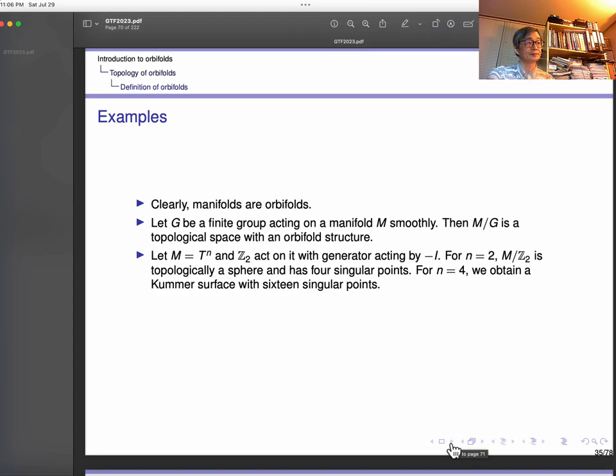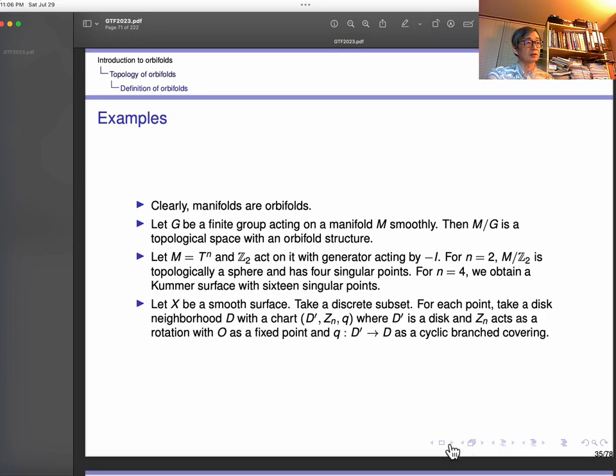Let M be the n-dimensional torus Tn, and let Gn act, generated by the action induced by minus identity in Rn. Then for n equal to 2, M mod G2 is topologically a sphere, and it has 4 singular points. Okay, so this will give you 4 singular points, and for n equal to 4, we obtain some sort of Kummer surface with 16 singular points. I don't think I want to go that deeply there, but there's another way to construct the orbifold.